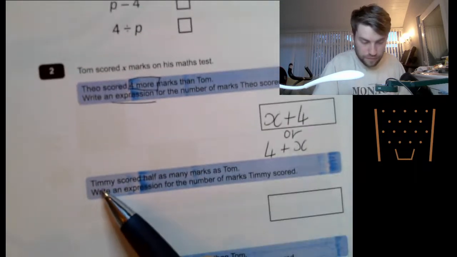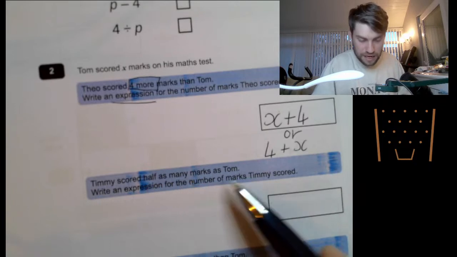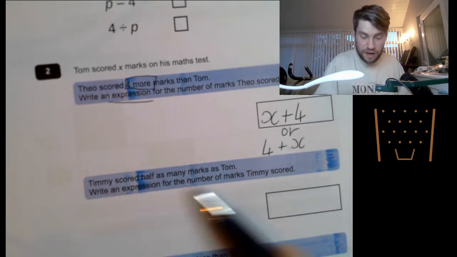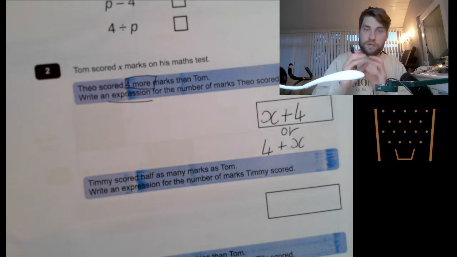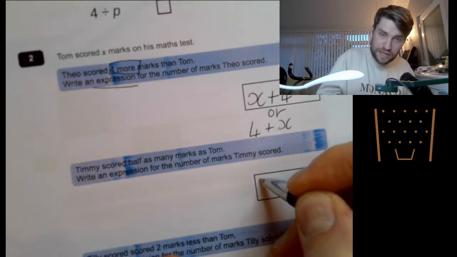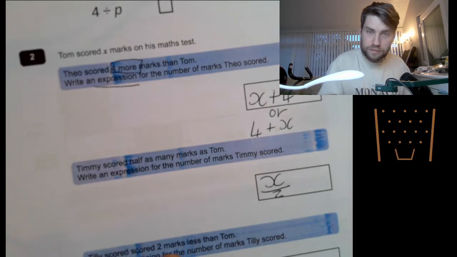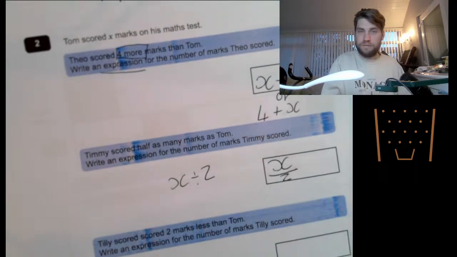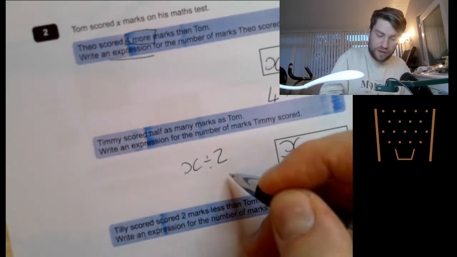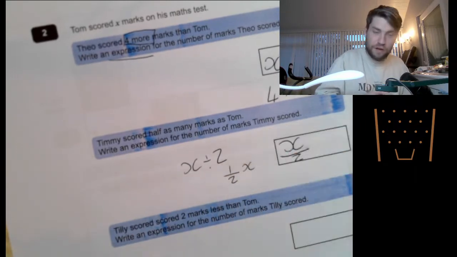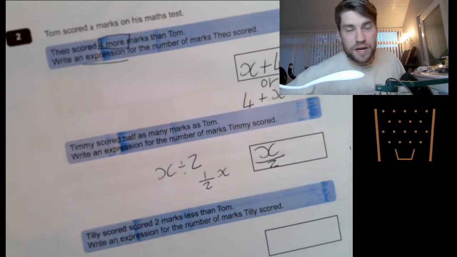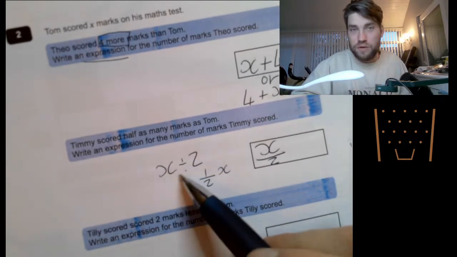So look, another one. Timmy scored half as many marks as Tom. Okay, write an expression for the number of marks Timmy scored. Yeah, Timmy, I did say Timmy. So Timmy got Tom's marks, which is just X, but then he scored half of that. So a few ways you could write this. You could write that as X over 2. Yeah, because that's half. Or I could write that as X divided by 2. Yeah, there's another way you could write it. Or if you really want to be clever, you could write that as 1/2 of X. Quite a few ways you could write that, okay? But there are 3 ones. Obviously, most of you, especially SATs, are going to write it like this. That will be the most common one.